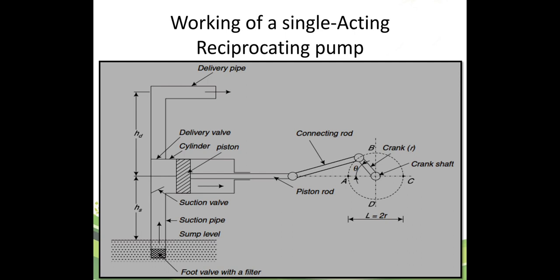When the connecting rod lower end point B arrives at point C, the cylinder is filled with water, and then the direction of the piston changes from left to right. At that time the suction valve is closed and the delivery valve opens, because the pressure inside the cylinder is increased.